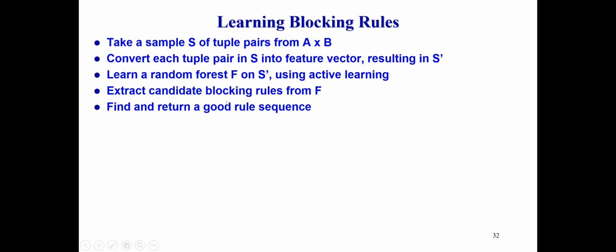fairly complex algorithm. For example, take the sample S. We cannot randomly sample a bunch of tuples from A and a bunch of tuples from B and pair them together and get a sample S. Because if we do that, then the sample S would contain very few likely matches between A and B. So we need to sample in a much smarter way. And we have a couple of papers describing that.